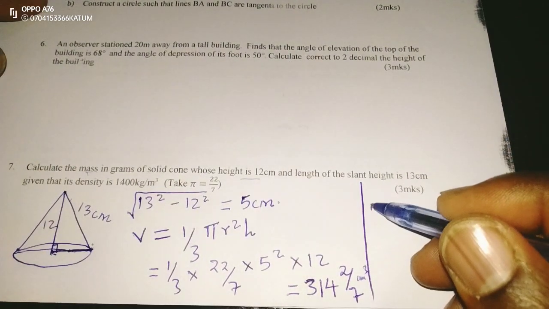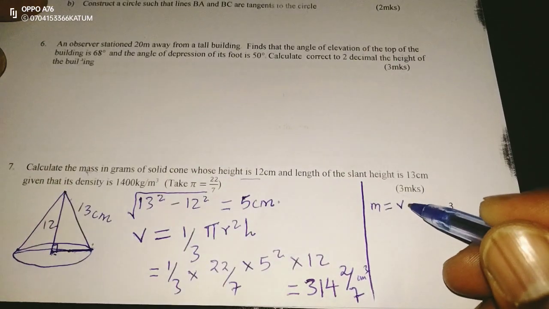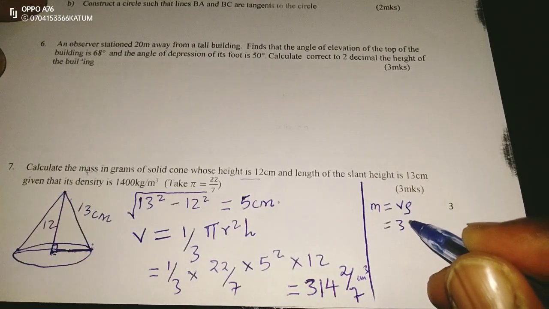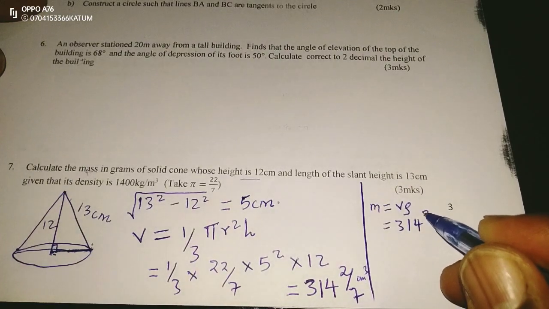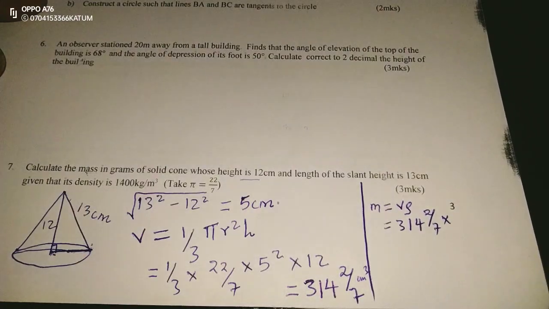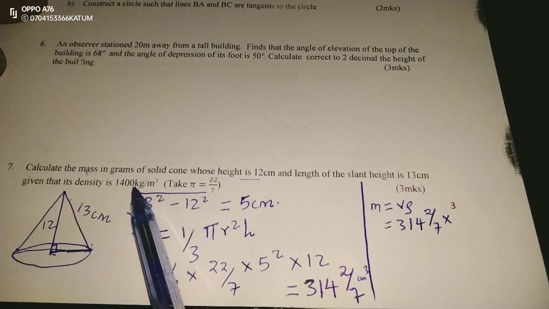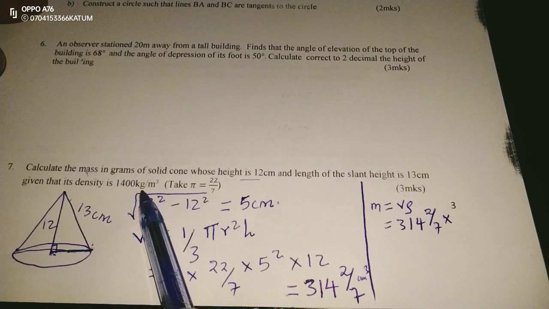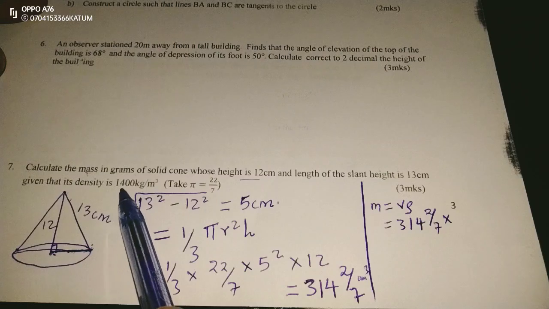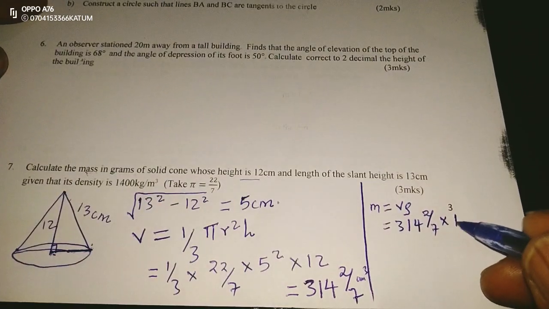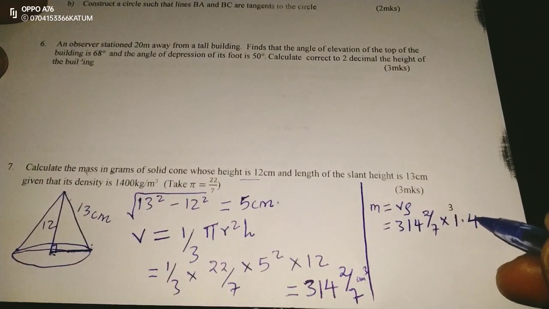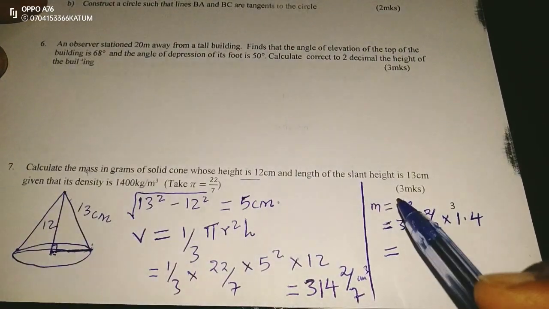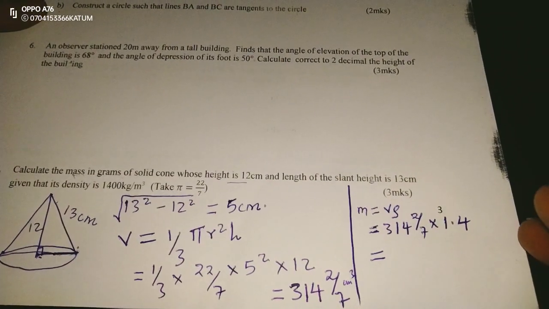We should know that mass is usually given by volume times density. So this volume of 314 and 2 over 7 should be multiplied by the density. But now this density has to be converted, because we want the mass in grams. Then we can make this one grams per cubic centimeter by dividing it by 1,000. This becomes 1.4. We divide it by 1,000 to make it grams per cubic centimeter.